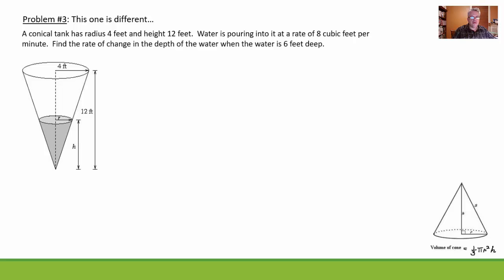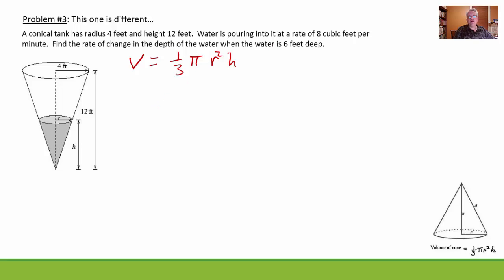The water has radius r and height, I'm sorry, height h. Okay, so we're going to start with the same thing. They want to say that water is pouring into it at a rate of 8 cubic feet per minute. Find the change in the depth, which is h, the height. So it's kind of a similar problem. So volume equals 1/3 pi r squared h.